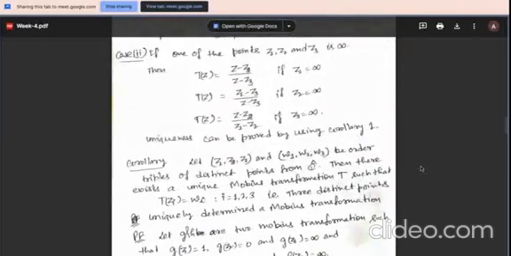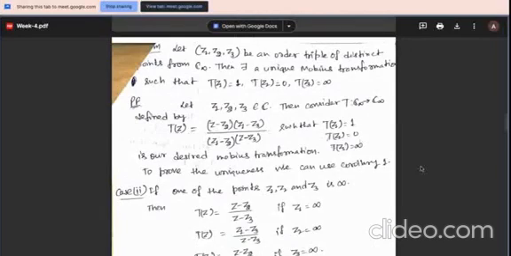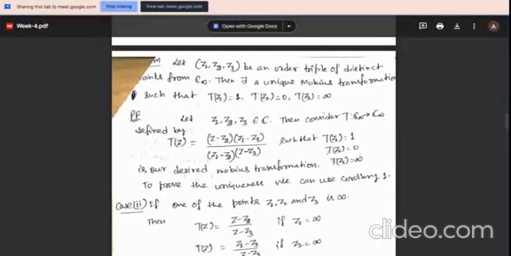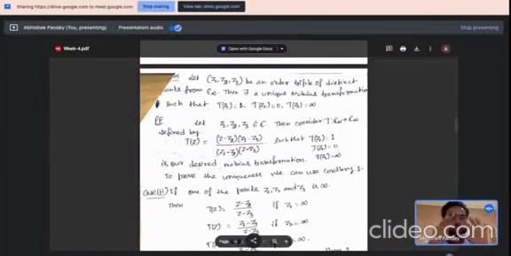This is quite an important one. Suppose you are given an ordered triplet Z1, Z2, Z3 in C infinity, the extended complex plane. The theorem is that there exists a unique Mobius transformation which sends Z1 to 1, Z2 to 0 and Z3 to infinity. This is kind of what we see in the Riemann mapping theorem. We are just parameterizing it.